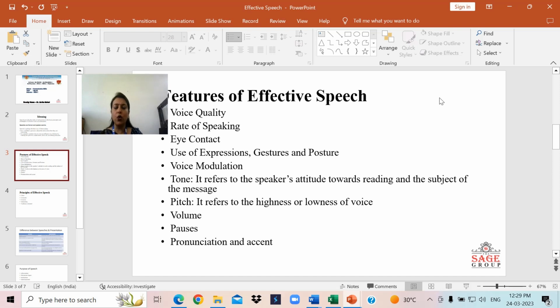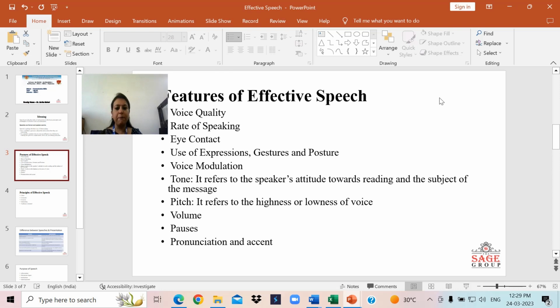Then tone. Tone here shows the speaker's attitude towards the reader and the subject of the message. Your tone should be courteous. Your tone should be kind, right? It should not look like you are just giving orders to the other person. It should be polite. It should be kind. You should convey your message with the attitude that you would like the other person to understand what you want to say.